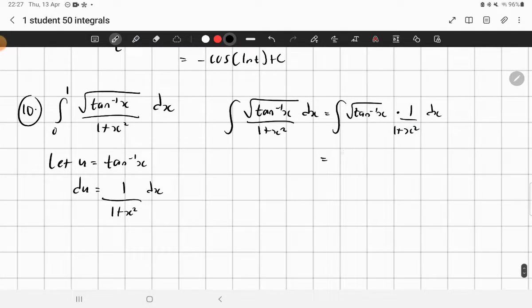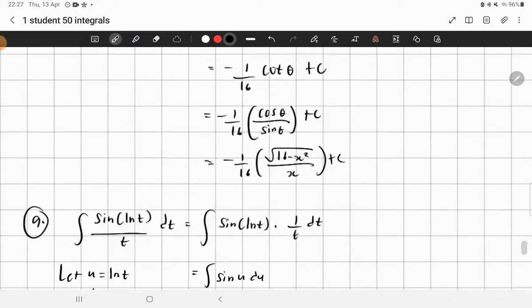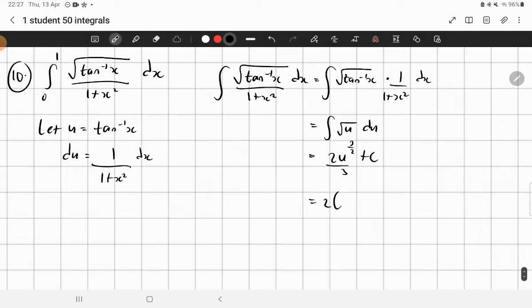So I'm left with the integral of the square root of u du, and you can solve this. We know that the integral of the square root of u will be 2 times u to the power of 3 over 2 over 3 plus c, and we know that u is just arctangent. So I'm going to write it down as 2 times arctangent of x to the power of 3 over 2 over 3 plus c. So here's your indefinite integral, but the question wants us to solve the definite integral.